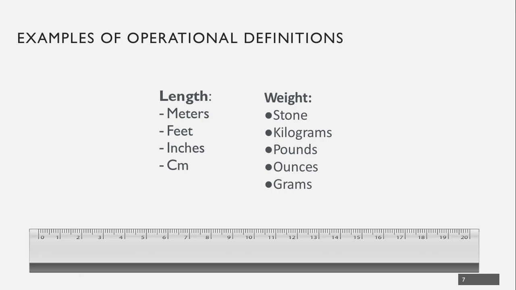Generally, we don't use all these operational definitions. We usually pick one. There are various ways to operationalize your construct. So if we look at the example of weight again, these are various ways to operationalize the construct of weight. We have stones, kilograms, pounds, ounces, grams. We can pick any of those that we want.